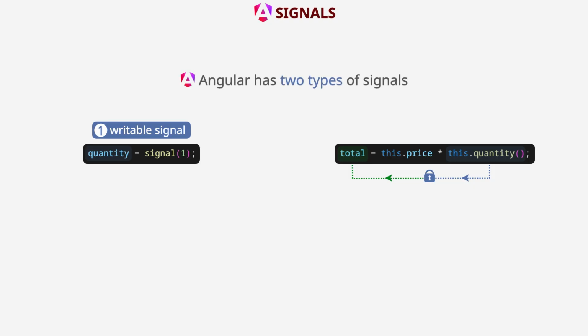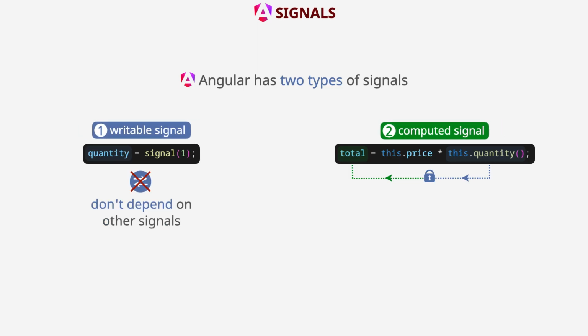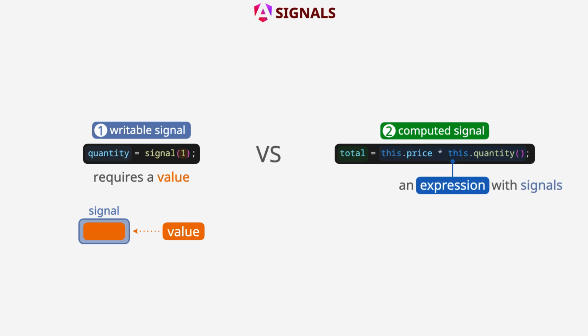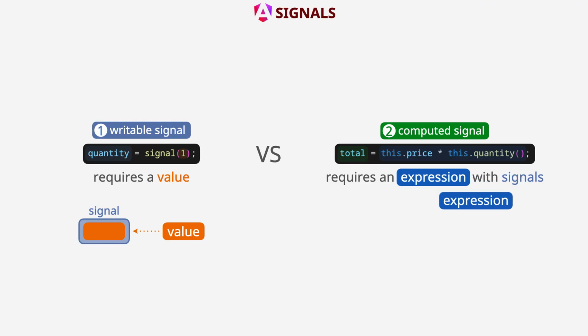Angular has two types of signals, writable and computed. Writable signals don't depend on other signals. Computed signals depend on other signals, writable, computed, or both. Writable signal requires a value. Computed signal requires an expression with signals. This expression is calculated to get a value.